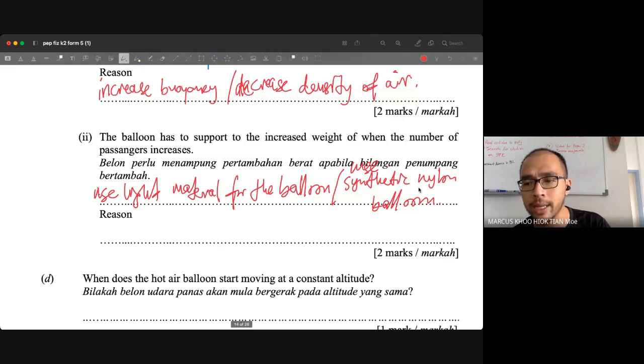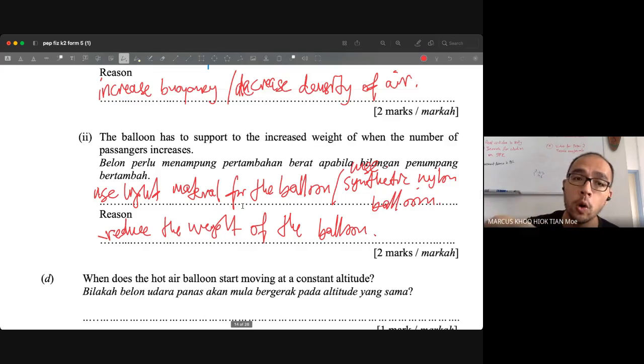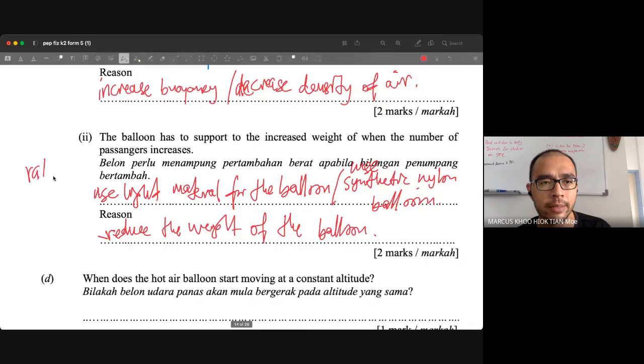Kalau kamu cakap use a synthetic nylon balloon, the reason is to reduce the weight of the balloon. When you reduce the weight of the balloon, then you are able to add more passengers into the basket. Ramai orang yang cakap use rattan basket. Guna bakul rotan. And I'm like, okay.